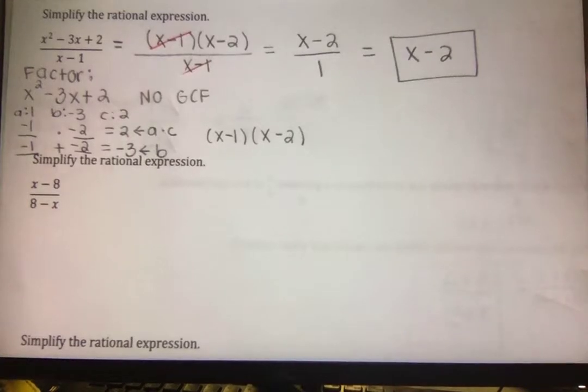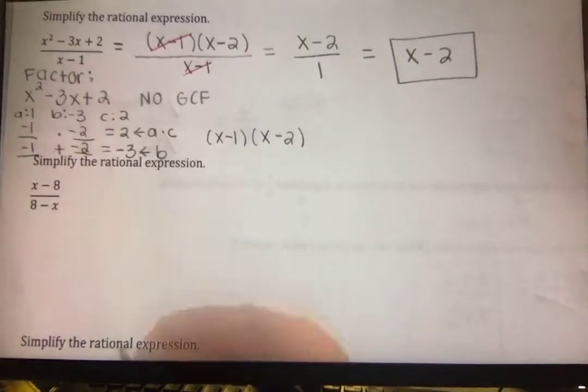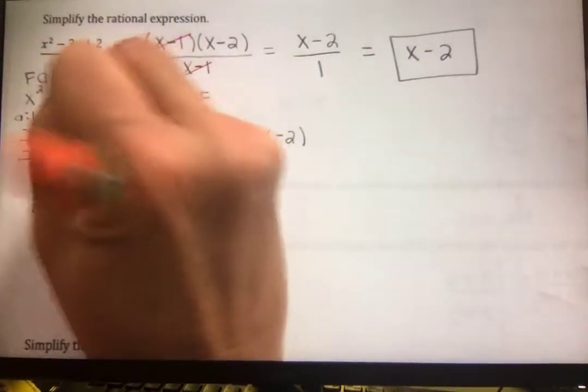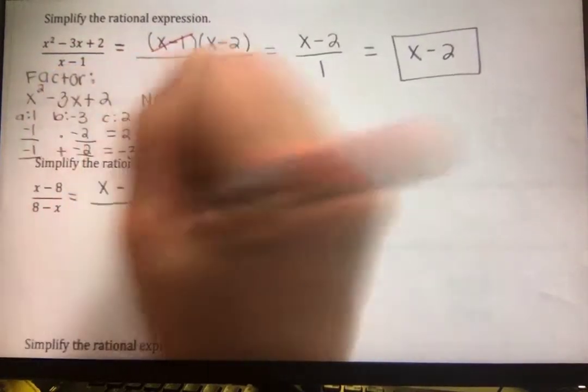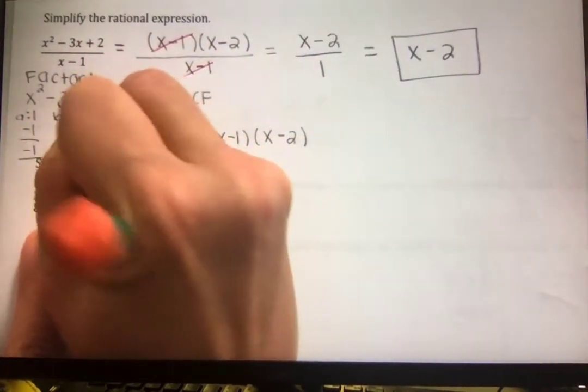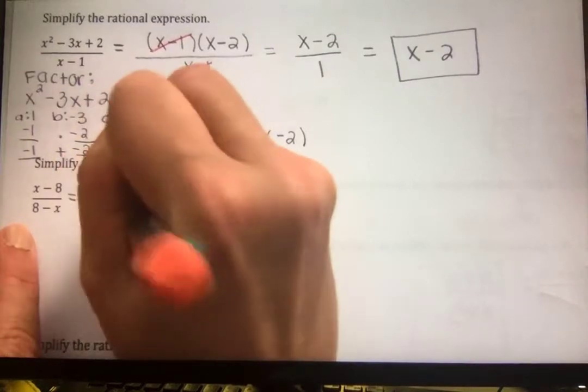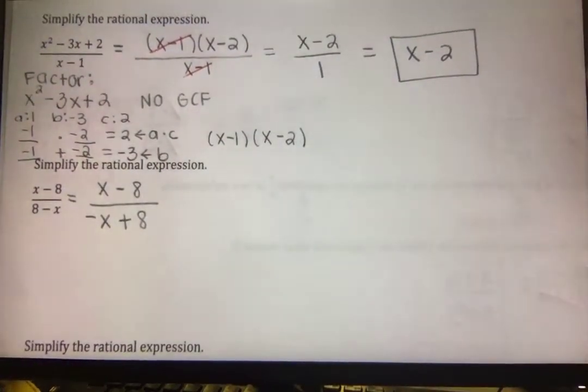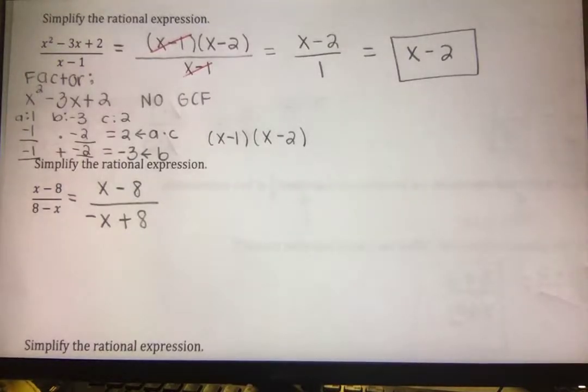Next one, simplify the rational expression: x minus 8 all over 8 minus x. So they look similar, right? But they're different. Good, they're switched around. So let's write it in the same order first. So x minus 8 all over, the x is negative, so negative x, the 8 is positive, so plus 8. I just wrote them in the same order, so that way now we're comparing apples to apples. What do you notice? What's different about them?